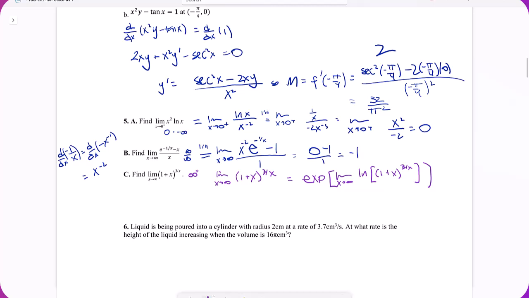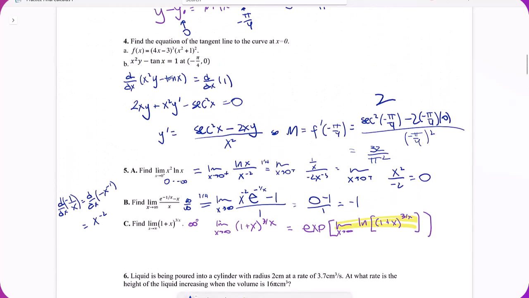All right, so this means let's first of all focus in on this part on the inside. Find that limit. We get our answer and just raise e to that power, and then we'll be done. All right, so let's see. We'll end up with the limit as x goes to infinity.